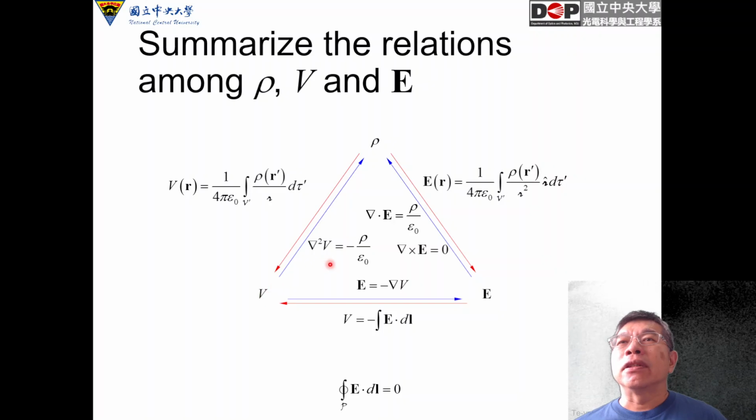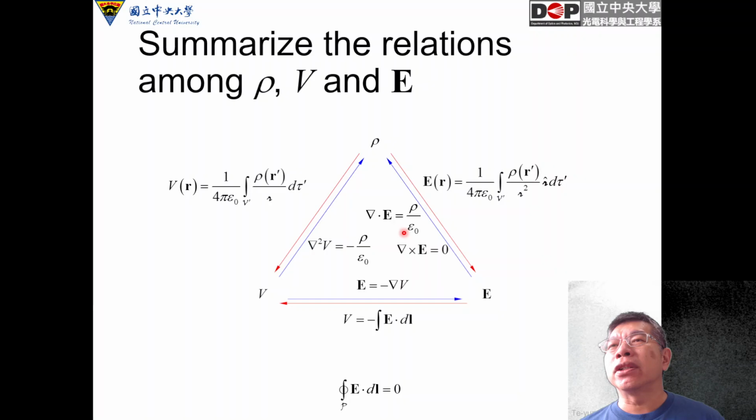The other way around is the same thing. If I know the potential, I just take the Laplacian and I know the charge distribution. On the other hand, from the electric field to the charge distribution: if you know the electric field, you take the divergence and you get something like this. You take the curl, you get zero. So with that you can do almost nothing.